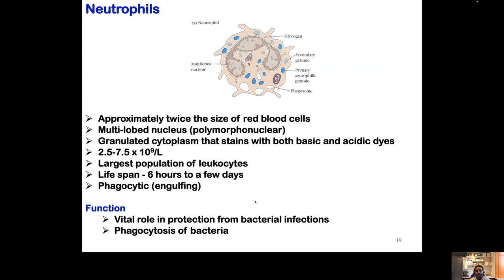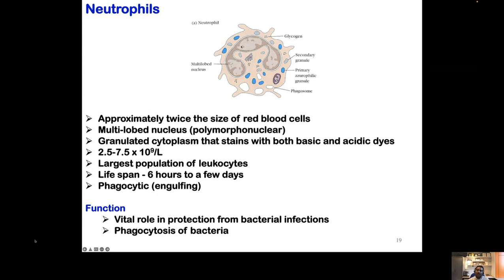So what are neutrophils? These are the most abundant type of white blood cells present in the body. Around 50 to 70% of the white blood cells in the body will be neutrophils. They are approximately twice the size of red blood cells. Red blood cells we said are around 10 micron in size, so this will be around 20 micron. They will have a multi-lobed nucleus or polymorphonuclear cells. You must remember this word. Polymorphonuclear cells or multi-lobed nucleus.